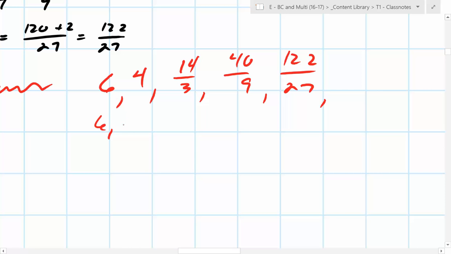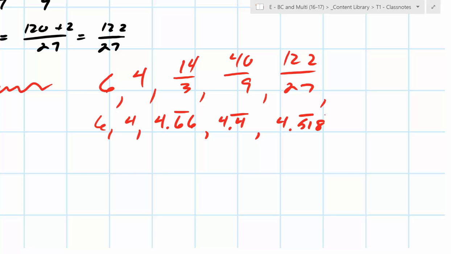So we have 6, 4, what is that? 4 point what? 4.66 repeating, right? And then what do we have here? 4.4 repeating, and then what? 4.518, like this? So it's above, and then it went down. So the 8 is repeating too.